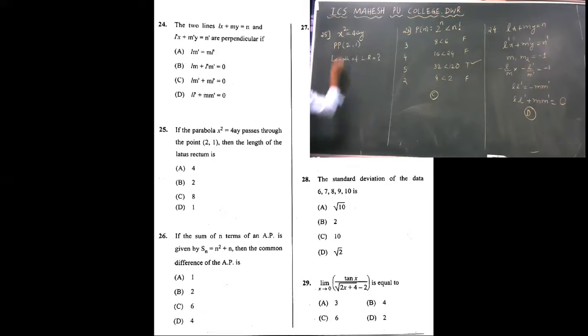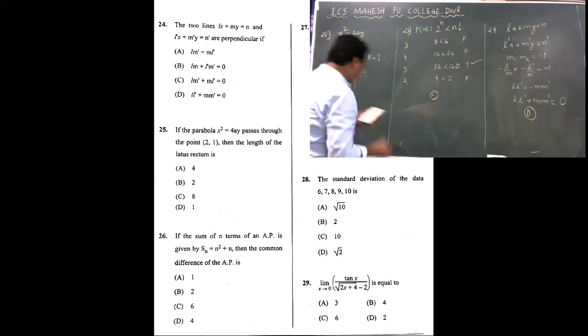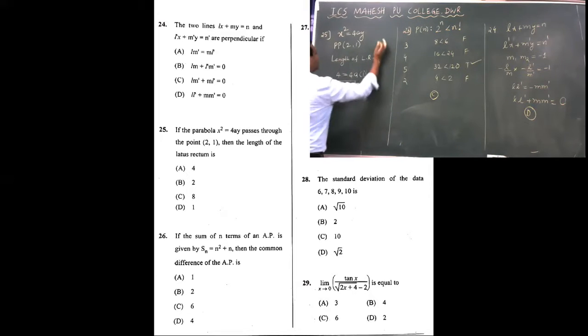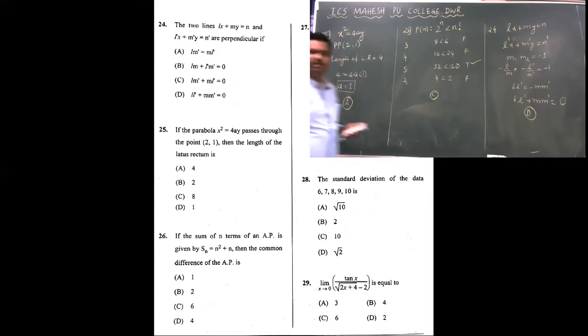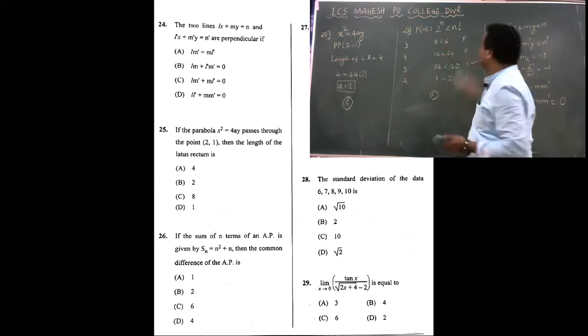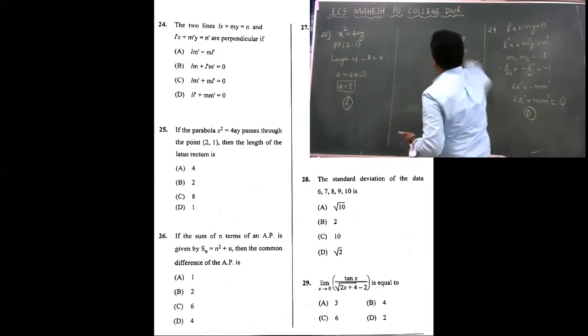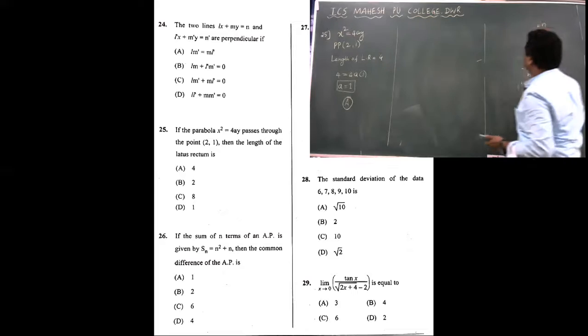Okay, so x is 2, so x square is 4. 4a into y, which is nothing but 1. Therefore a is equal to 1. Therefore, what should be the length of latus rectum? That must be equal to 4, that is 4a. It is easy to understand. So what should be the right choice in this case? Option A is correct. Right? Option A is correct.